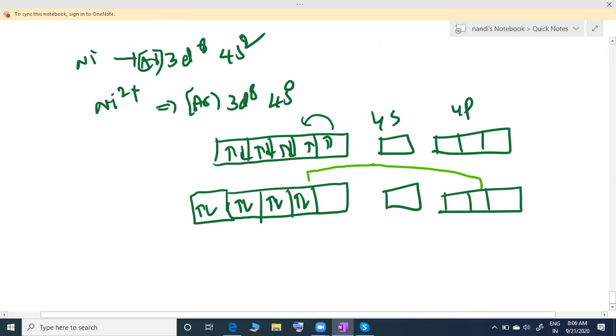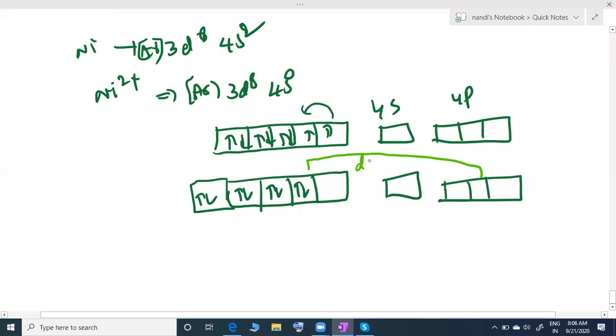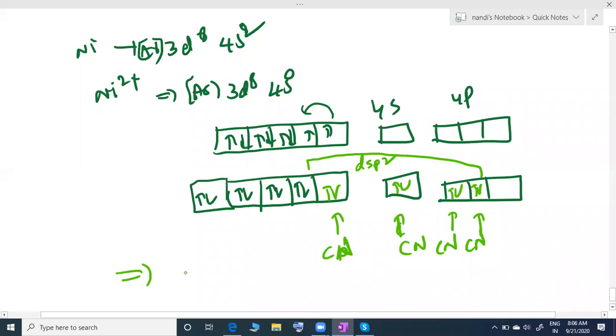So what is the hybridization here? One d orbital, one s orbital, and 2 p orbitals: dsp2. dsp2 means square planar. I will show the total geometry. I am taking CN here, then showing the electrons that are going to pair up here. Is there any unpaired electron in the d orbital? No. So no unpaired electron means diamagnetic.